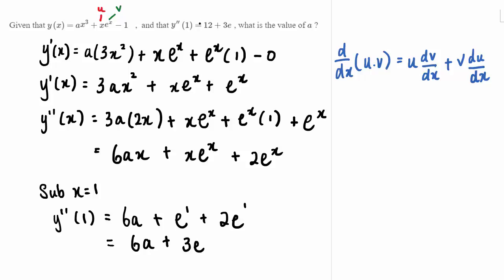And so when we compare this with what we have found, we have a 3e here, and 12 will be equals to 6a. So 6a is equals to 12. Therefore, we know that a is equals to 2. That will be our answer.